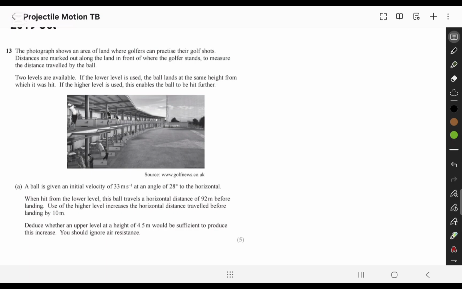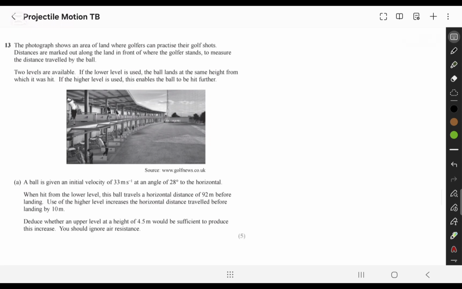Okay, so question 13 says a photograph shows an area of land where golfers can practice their golf shots. Distances are marked out along the land in front of where the golfer stands to measure the distance traveled by the ball. Two levels are available. If the lower level is used, the ball lands at the same height from which it was hit. If the higher level is used, this enables the ball to be hit further.